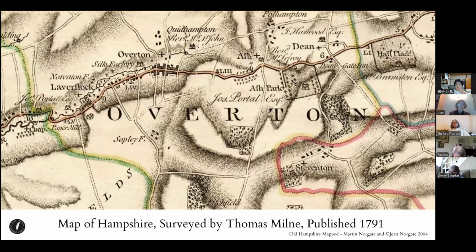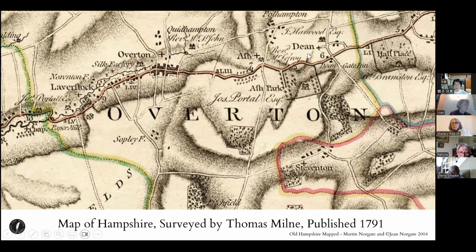So Jane Austen was born on the 16th of December, 1775 in Steventon in the county of Hampshire in the south of England. And she lived there until 1801, 25 years later. This map from 1791, when Jane was aged 16, shows how small and interconnected the area was and still is today. You can see Steventon here is just a couple of miles as the crow flies from Overton, Ash, and Dean.